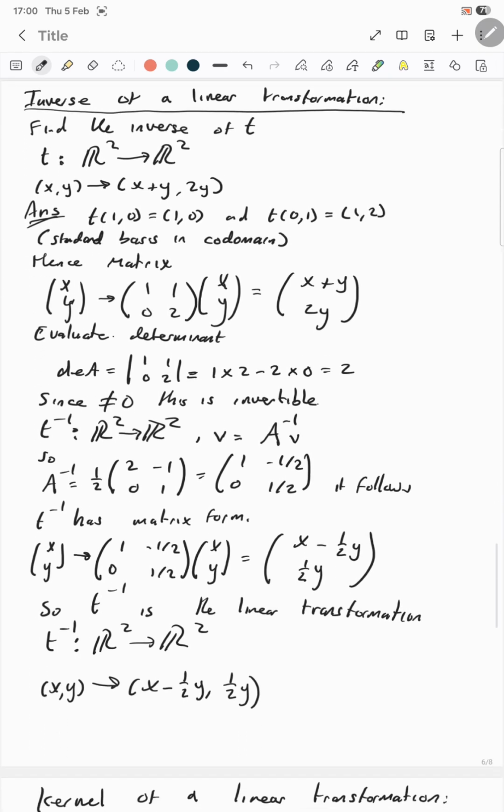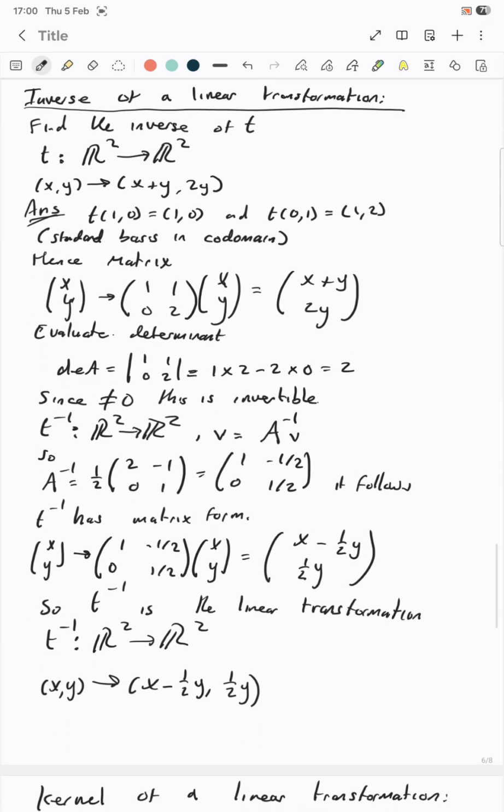Now the inverse of a transformation. We find the inverse of T, mapping from the plane to the plane. So (x, y) maps to (x + y, 2y). So our answer: T(1, 0) equals (1, 0) and T(0, 1) equals (1, 2) as our standard basis in our codomain. Hence the matrix is given as such.